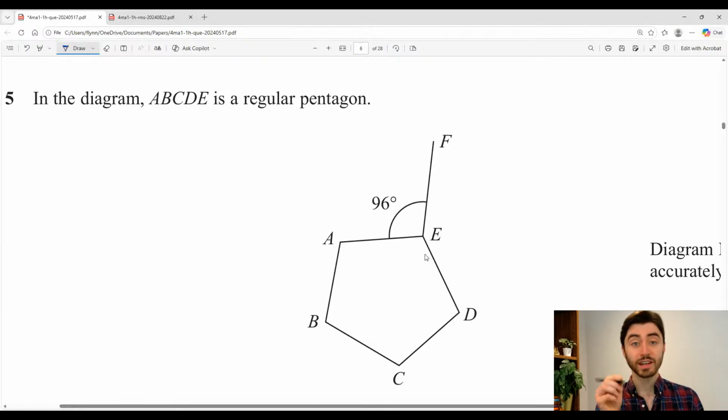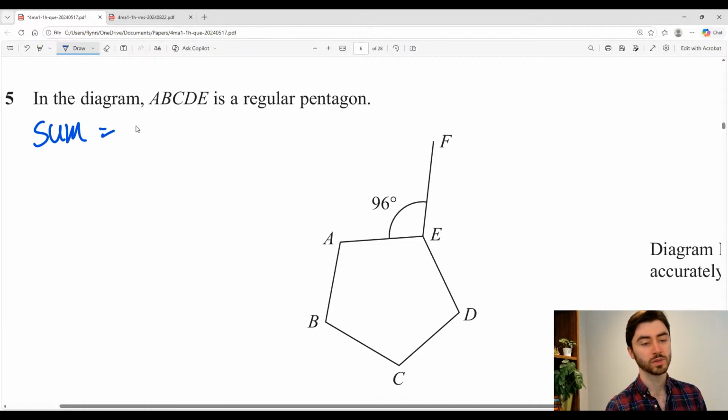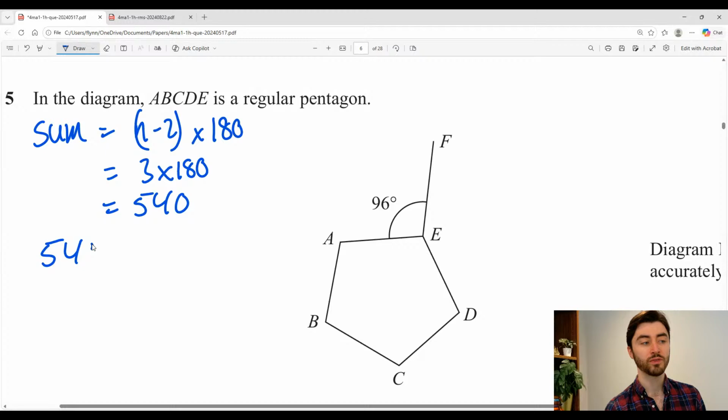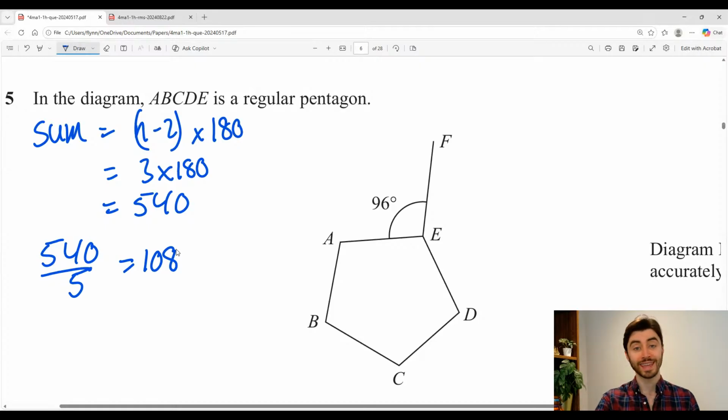To do this, a lot of people want to go by the sum of the internal angles and say that the sum of the internal angles is equal to n minus 2 lots of 180, which here would be 5 minus 2 is 3 times 180, which would be 540. And then they like to divide the 540 by 5 to make 108. I actually don't like that as much. I much prefer going via the external angle. So the external angle is given by 360 divided by n, which here is 5.